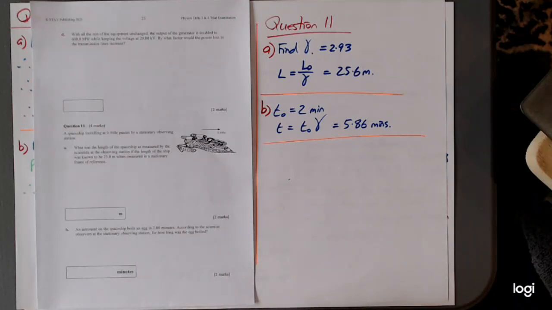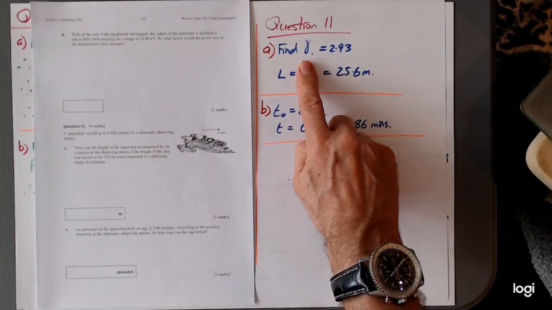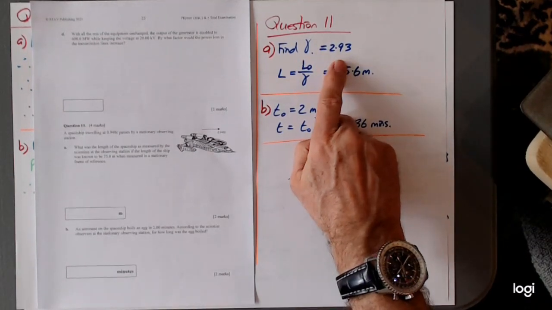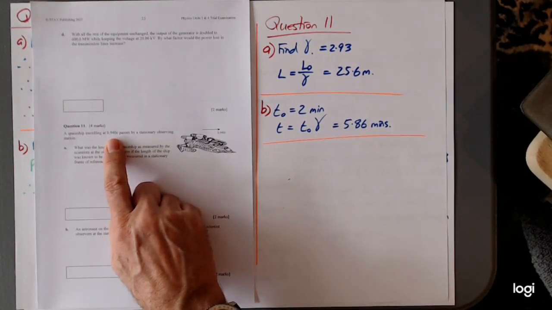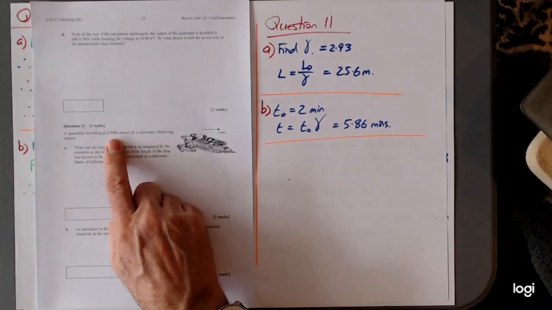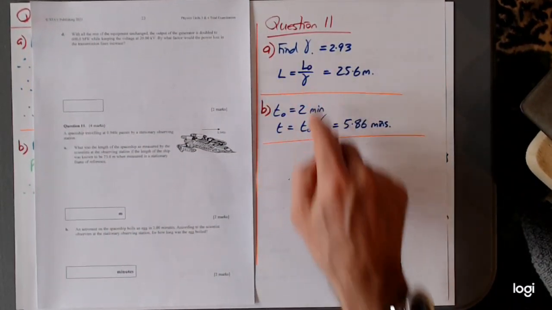So firstly, you have to find the Lorentz factor. I'm assuming you know how to do that. I'm not going to waste your time with this. The Lorentz factor is 2.93. You put in 0.94 c as the v in that formula and 1 for c in that formula, and you're going to get that. All right. And then you do this.